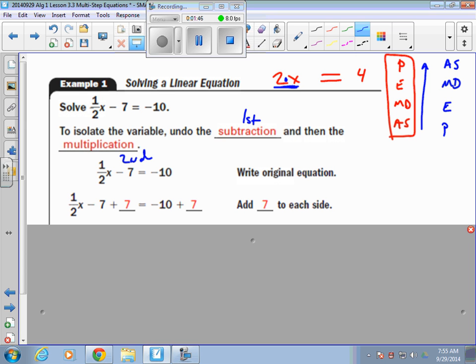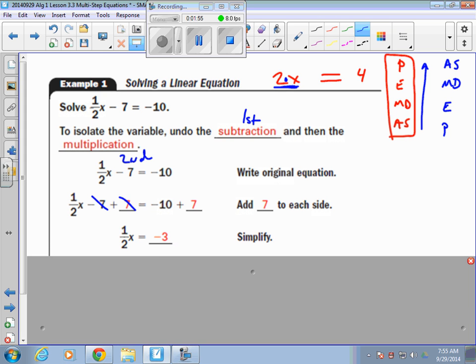And again, this is a horizontal method. Notice we're adding 7 to the left, adding 7 to the right. It's canceling out the left side. Negative 10 plus 7 is going to be negative 3 on that side. So now you have 1/2 times x is equal to negative 3. So the first step's done. You got rid of your addition and subtraction.